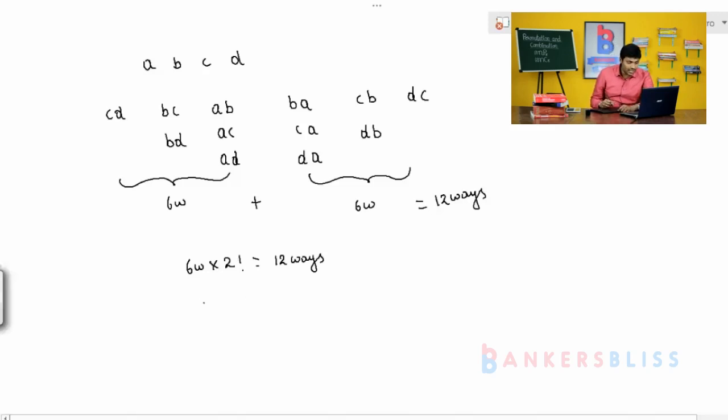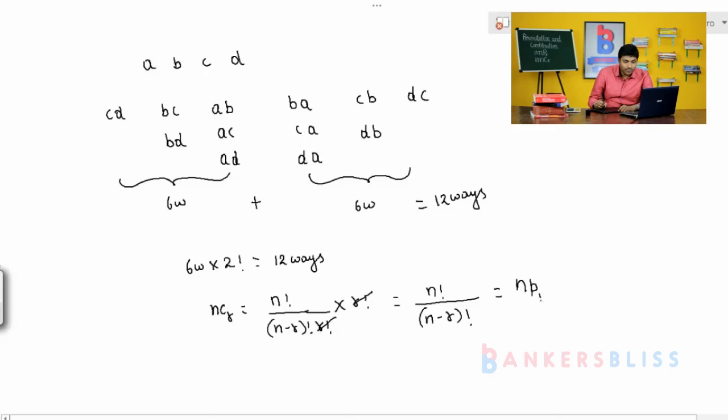So how many items are you selecting? That is NCR. NCR means N factorial divided by N minus R factorial into R factorial. This is called selection. How many ways can you arrange the selected items? In R factorial ways you can arrange. So R factorial gets cancelled, and you end up with N factorial divided by N minus R factorial. This is known as NPR.